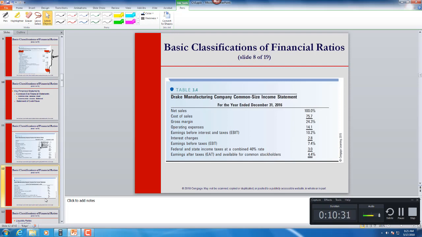And the same thing here, everything is shown as a percentage of net sales. Now, one of the main things you must remember is we want to make sure as a company that the percentage of this, 4.4 out of 100, is what we want to increase. We want it to be 5 or 7 or 8 or 10. The whole point of all this exercise is to make sure your earnings after taxes available to common shareholders is higher than what it was previously.